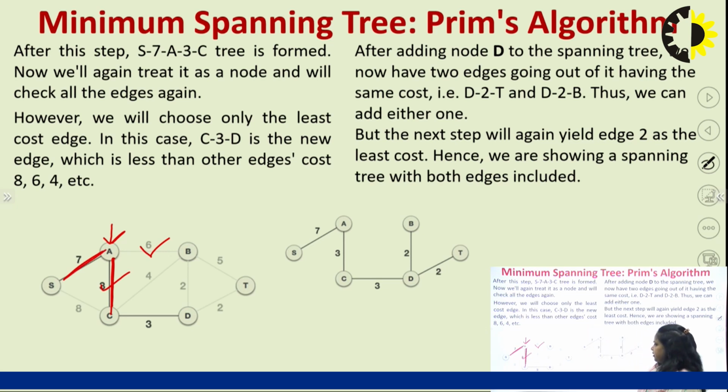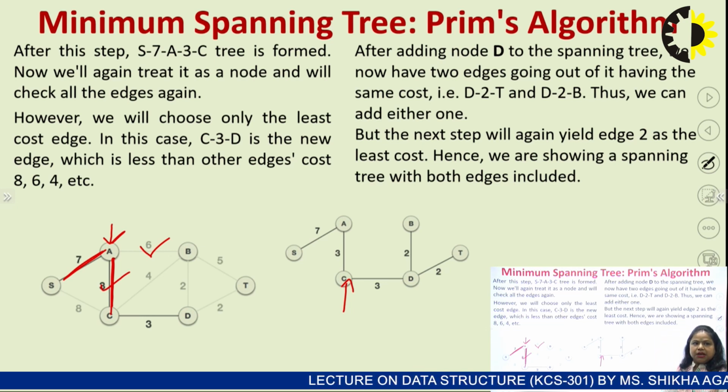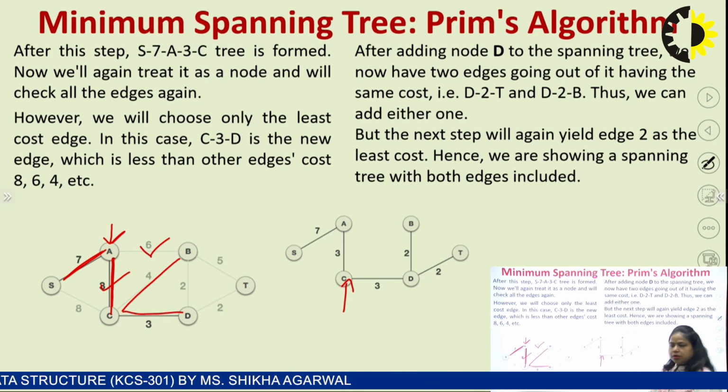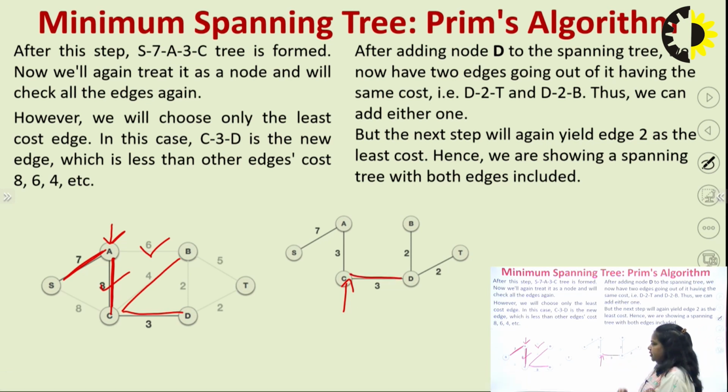Then once we come to C, we again check its adjacent nodes. There are adjacent edges of 4 and 3, and out of these two, the minimum is 3. So we move on the 3. Then, coming to D, we again check the minimum weights. You can see that B to T as well as B to D both have the same weight, and both are minimum. So we take both the edges.